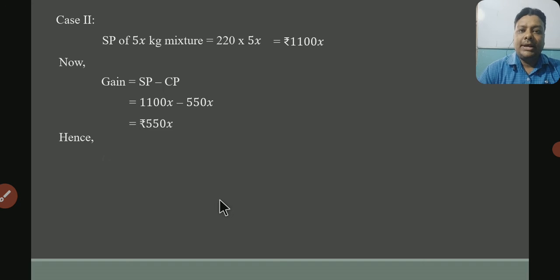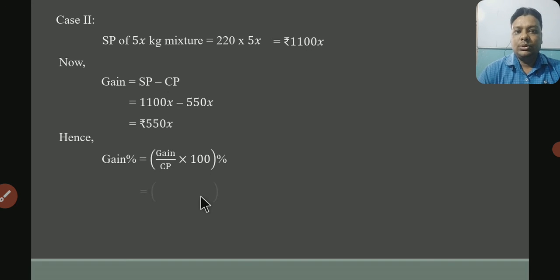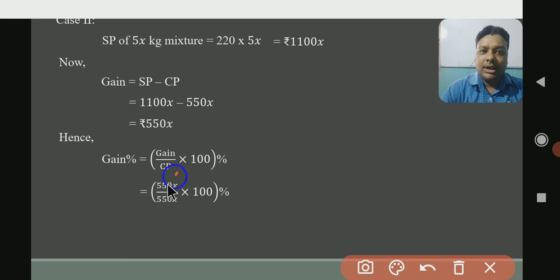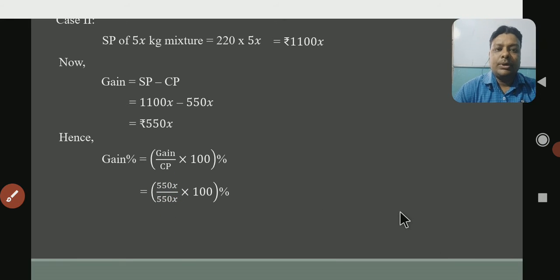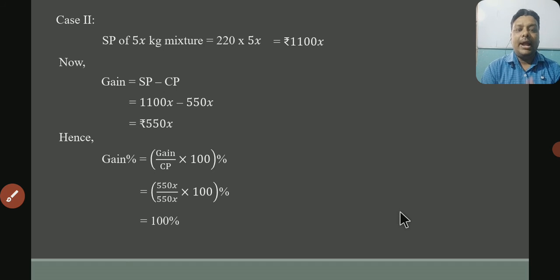So now we will apply the gain percent formula, which is gain by CP into 100%. Now 550x is the gain, and CP is also 550x. So both will clearly cancel. So what is left? Only 100%. It means the shopkeeper will gain a total of 100% profit, full profit.